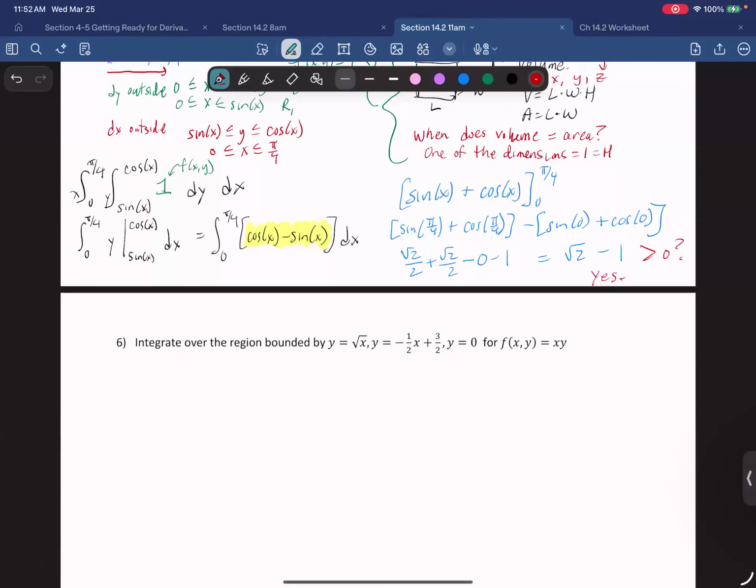All right, integrate over the region bounded by y equals square root of x. Some odd line. Let's see. Throw some values in here. It helps to be precise when you're mapping this out because finding the points of intersection gets a little bit easier. Square root of x does this.